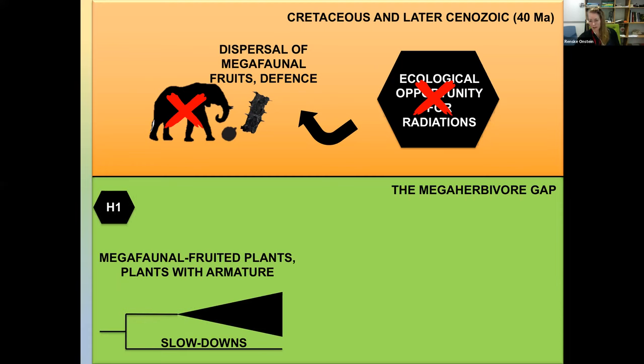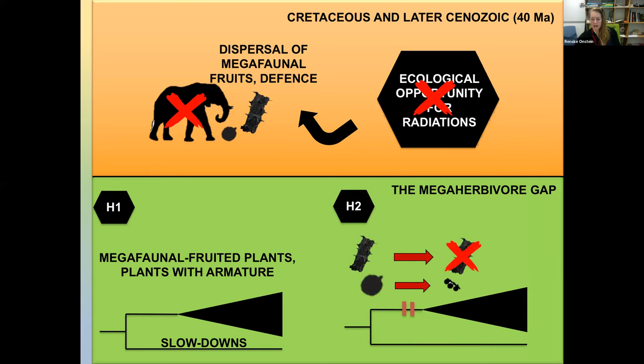Especially, we may expect that there have been slowdowns in those lineages that were interacting with the megafauna, mega herbivores. So lineages with megafauna fruits or those with armature or defense traits. And at the same time, because these selection pressures by mega herbivores were absent, there may have been a change in the traits. So we may have seen the loss of defense traits because they didn't provide an advantage anymore. And we may also see the transition to smaller fruits that are still dispersed by smaller bodied mammals that were radiating during that time.